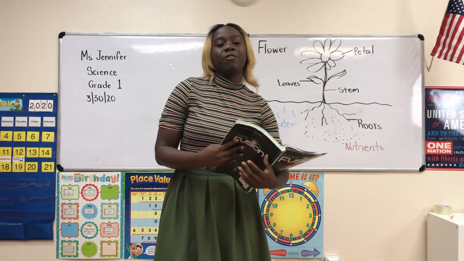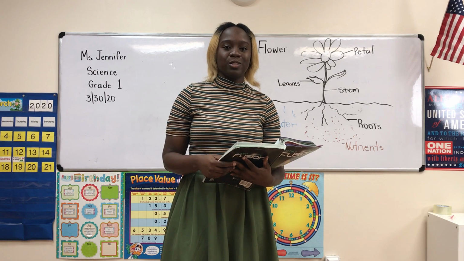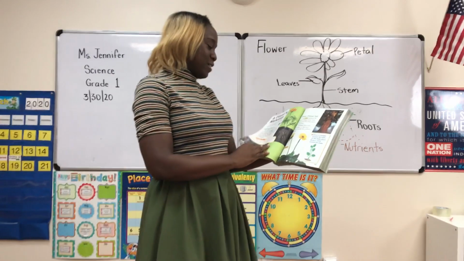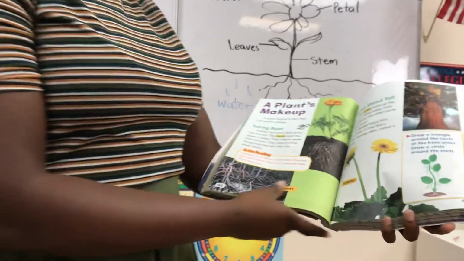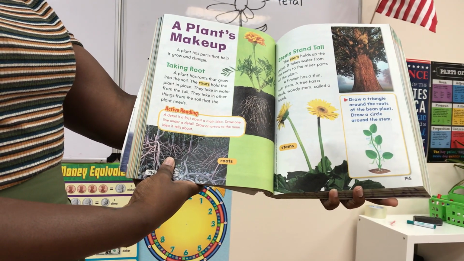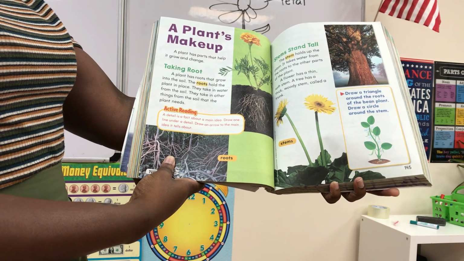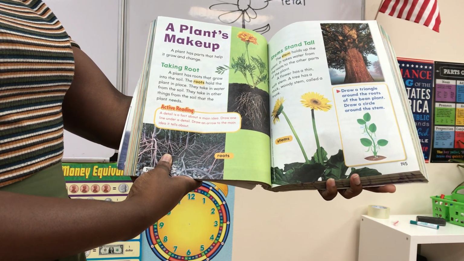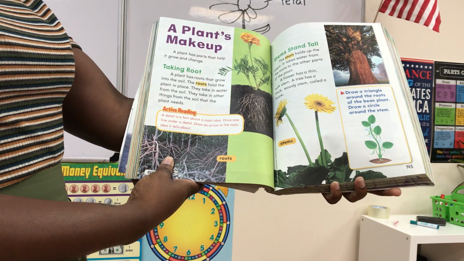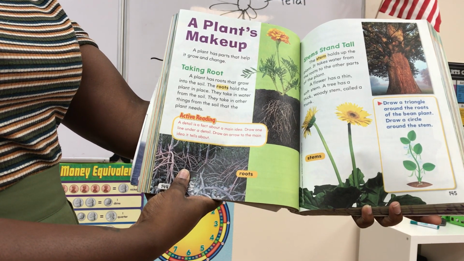So at this time, if you have your journal or line paper, please take it out and pencil. The first word that we're going to start with is roots. The roots hold the plant in place. The roots also take in water and nutrients from the soil. Please feel free to pause this video so you can write down the definition.